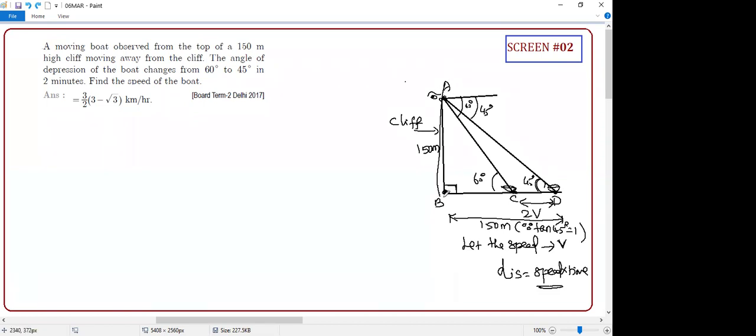Now coming to the next triangle. What is the next triangle? Triangle ABC. Guys, this is the way you have to take the triangle. First, mention the triangle you are going to take, then tan 60 degree. What is the opposite side? AB is the opposite side, BC is the adjacent side.